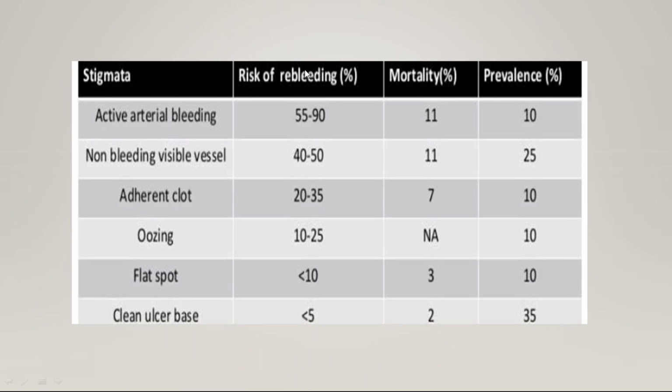These are the causes and risk of rebleeding. The risk of rebleeding is higher in active arterial bleeding, and the next cause is a non-bleeding visible vessel. The least risk of rebleeding is present with a clean base ulcer, which is only less than 5%, whereas in active arterial bleeding, the risk of rebleeding is 55 to 90%.